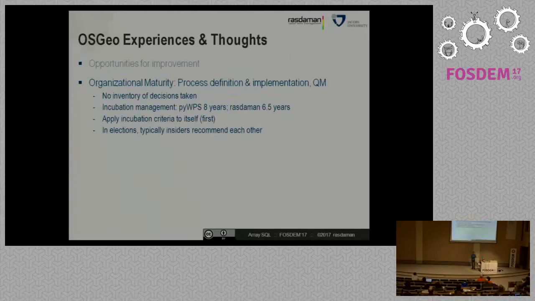So the one thing is maturity. I believe also for open source, you need some coherent management of it. For example, that was not my complaint, but of somebody else last year: there's no inventory of decisions taken. How do you know what has been resolved earlier and that your decision today is not countering another decision earlier? And maybe you can base your decision on past wisdom. Also, incubation management. We took 6.5 years.